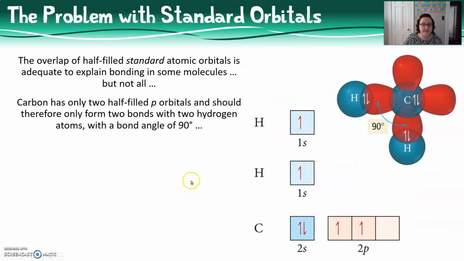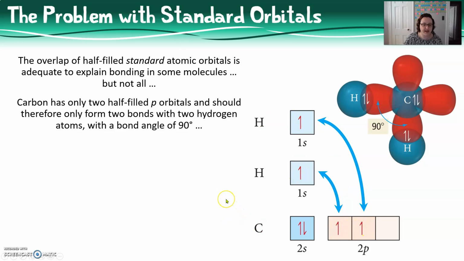Now, let's look at the case of carbon, which has 2 valence electrons in the 2s orbital and 2 valence electrons in the 2p orbitals, giving 2 half-filled p orbitals with 1 empty p orbital. Based on valence bond theory, carbon's electron configuration would only allow for 2 hydrogen atoms to form bonds, because there are only 2 half-filled p orbitals on carbon that the half-filled hydrogen s orbitals can overlap with.